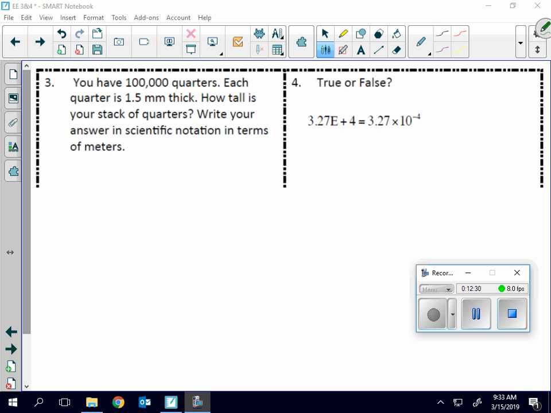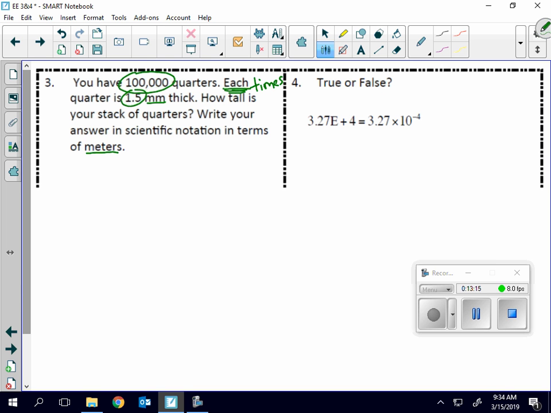Number 3, you have 100,000 quarters. Each quarter is 1.5 millimeters thick. How tall is your stack of quarters? Write your answer in scientific notation in terms of meters. Oh, so not only are we going from millimeters to meters, but we also have to figure out what operation we have to do. This each is a key word. If you have 100,000 quarters and each is 1.5 millimeters thick and you want to stack them all up, you're going to multiply.